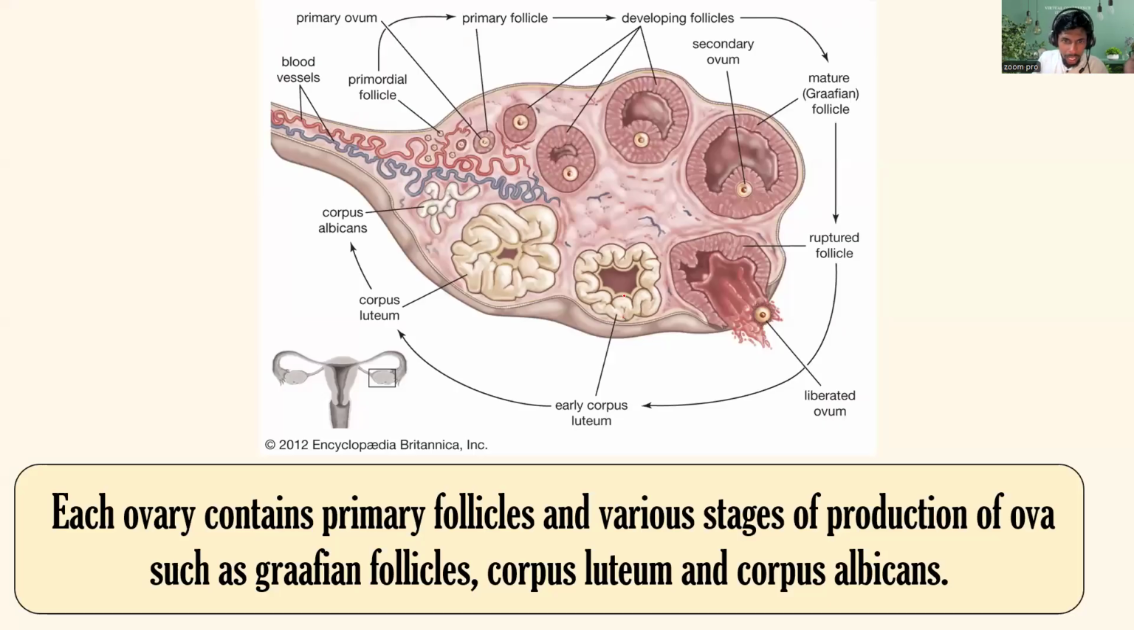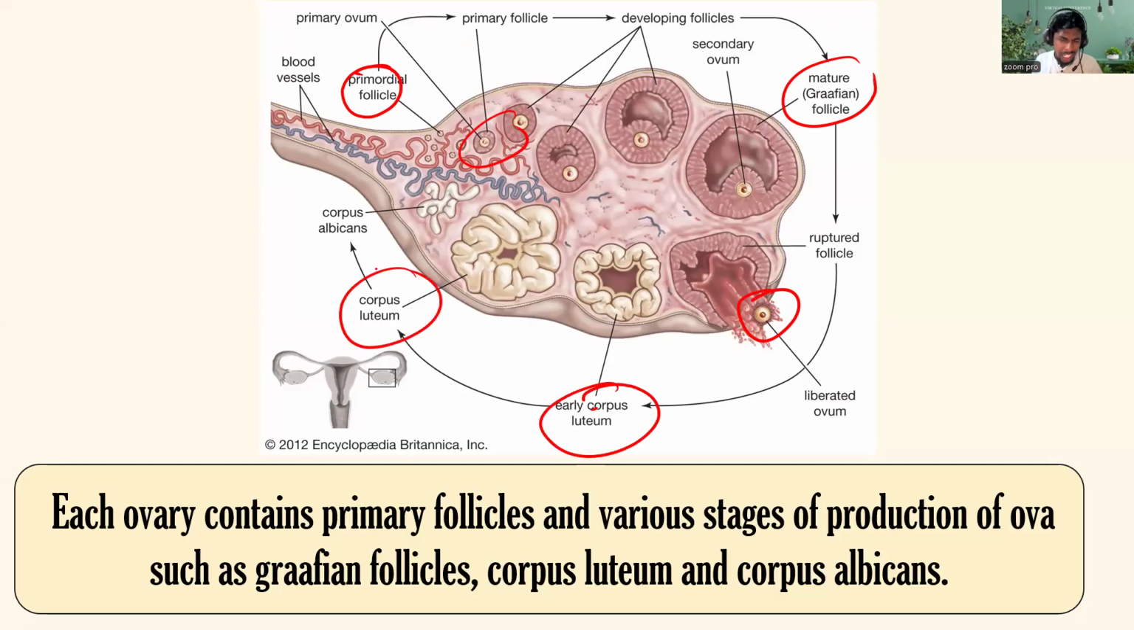Here you can see the primary follicle. From the primary follicle, what happens? The Graafian follicle will be there. From the matured Graafian follicle, what will happen? The ovum will be released. After releasing the ovum, the Graafian follicle will turn into corpus luteum.